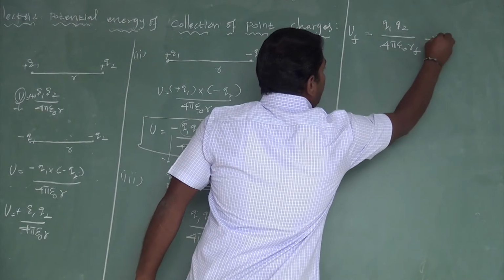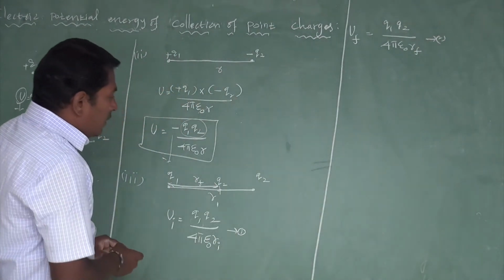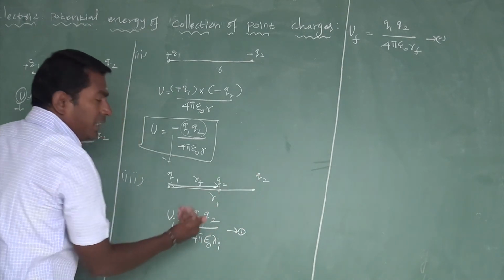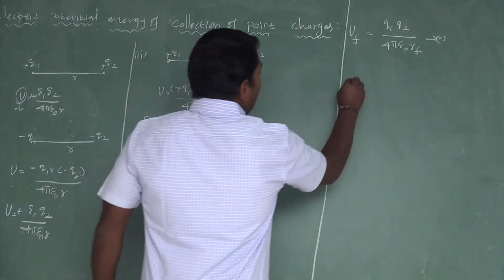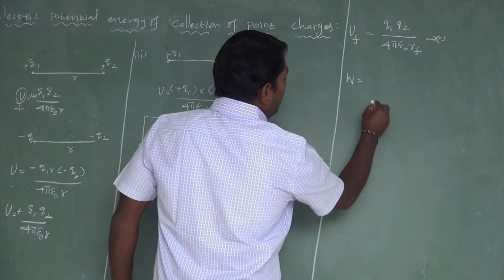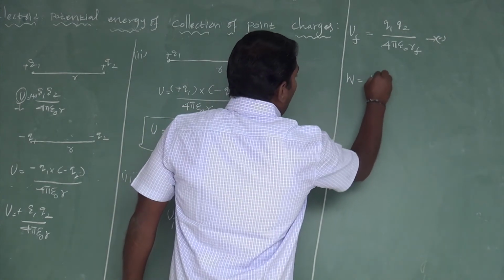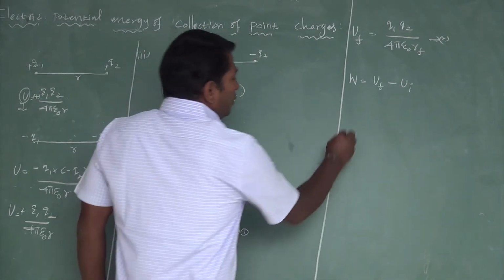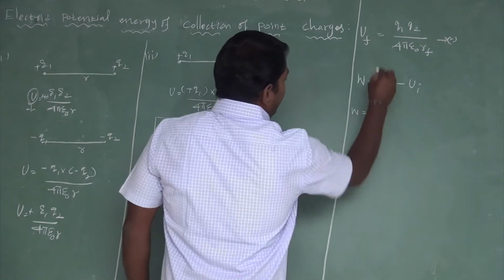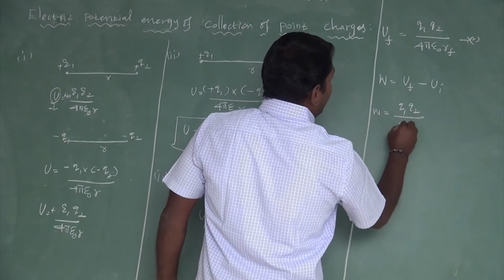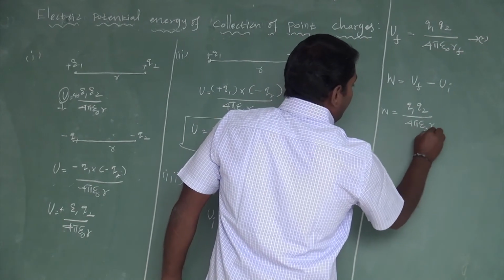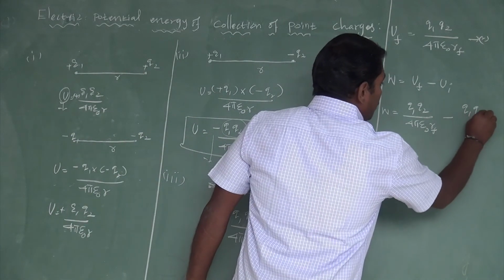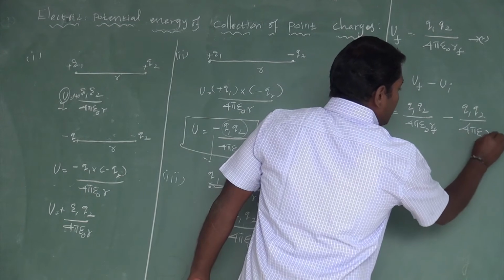Rf. Equation number 2. So, the total amount of work done in moving the Q2 charge from the initial position to the final position can be calculated by this equation. Work done to move the charge from the initial position to the final position is equal to the final electrostatic potential energy minus the initial electrostatic potential energy. So, W is equal to Q1 Q2 divided by 4 pi epsilon naught Rf, minus the initial electrostatic potential energy, Q1 Q2 divided by 4 pi epsilon naught Ri.